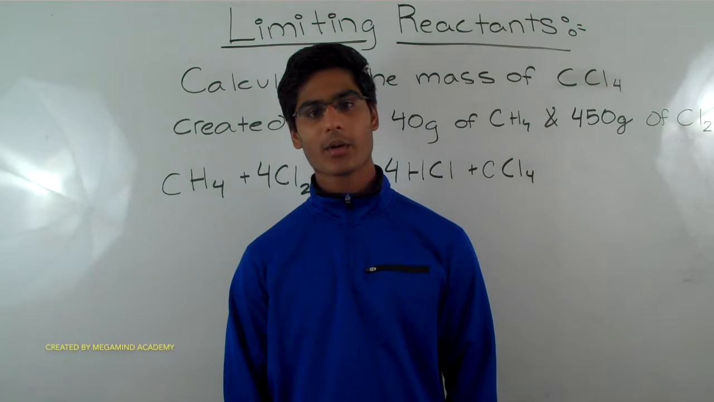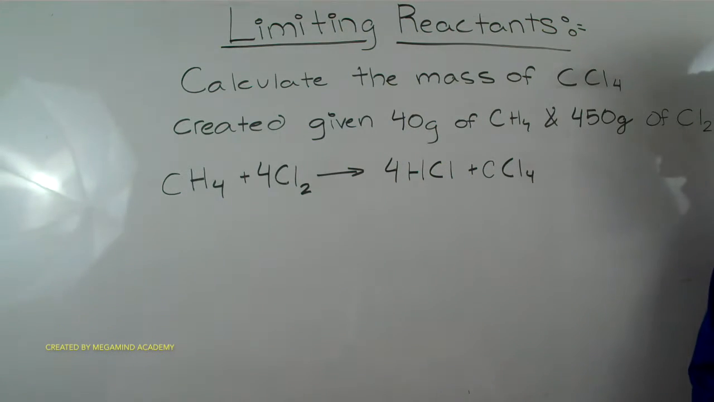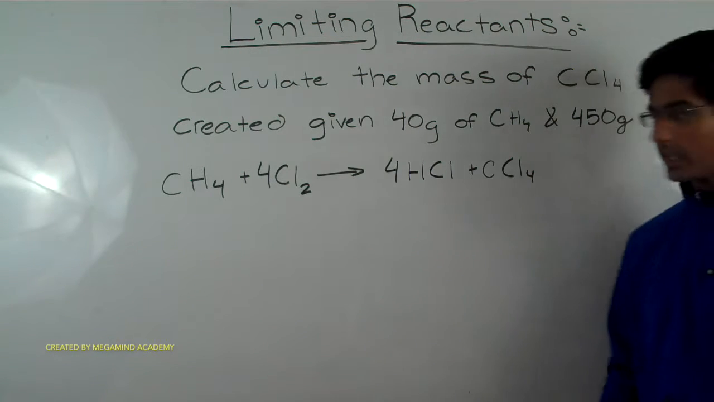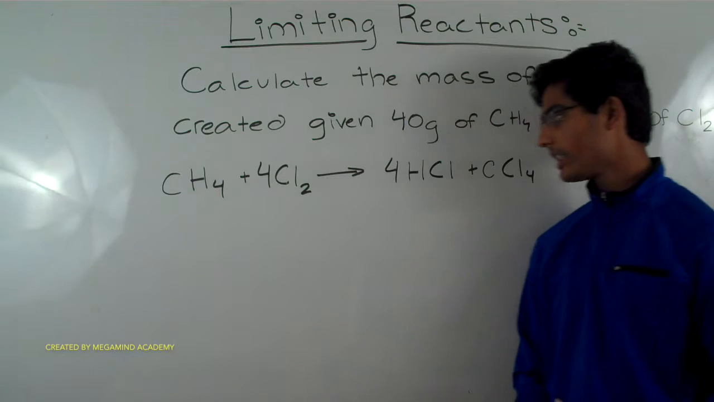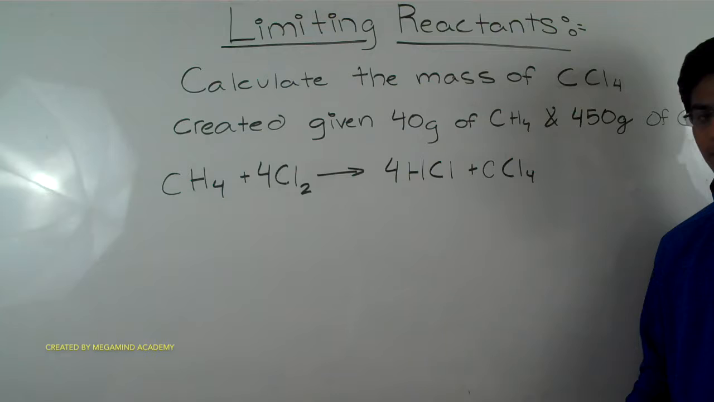Hi! Today we're going to learn about limiting reactants or limiting reagents. Let's say we have a problem like this. Calculate the mass of CCl4 created given 40 grams of CH4 and 450 grams of Cl2. And we have the equation CH4 plus 4Cl2 is equal to 4HCl plus CCl4.